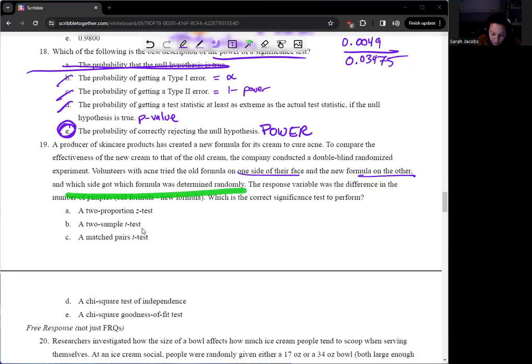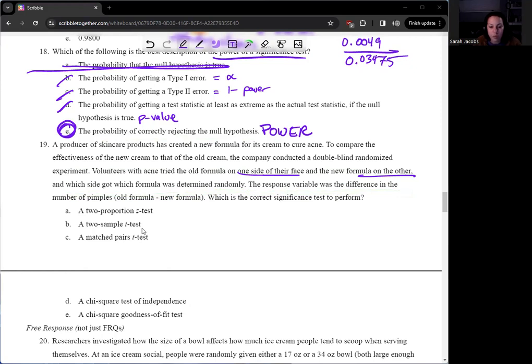Which side got which formula was determined randomly. Good. Super good study design. The response variable was the difference in the number of pimples. Old formula minus new formula. Which is the correct significance test to perform? Okay, so I've already sort of given this away.